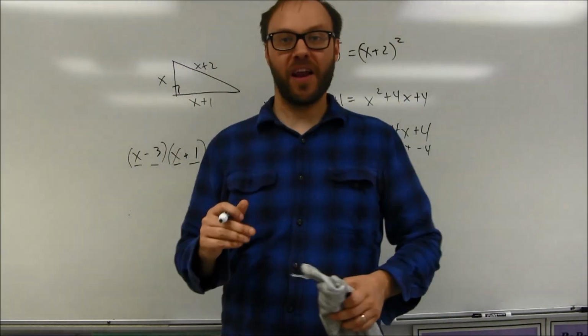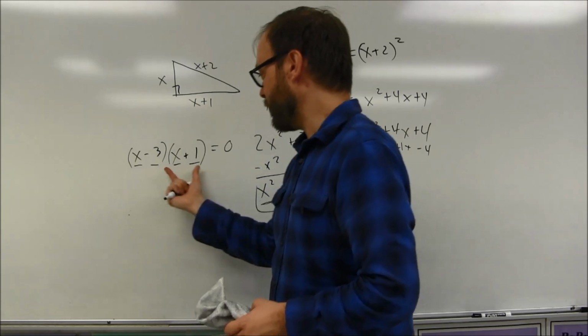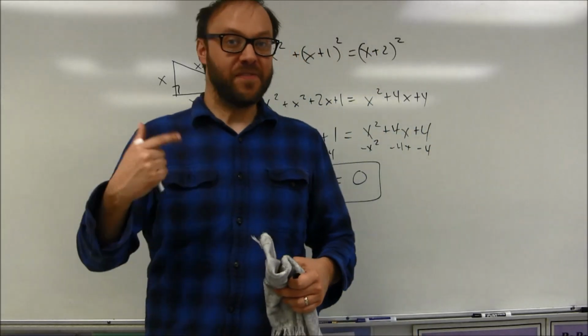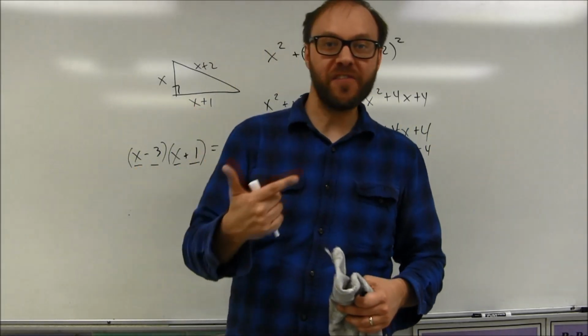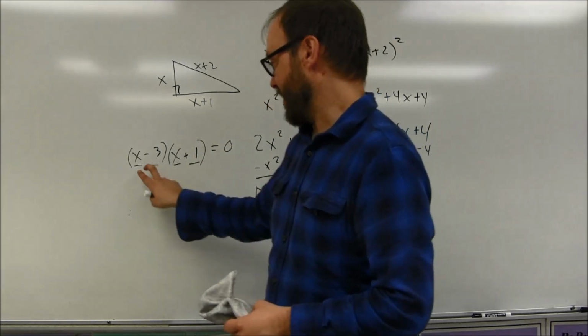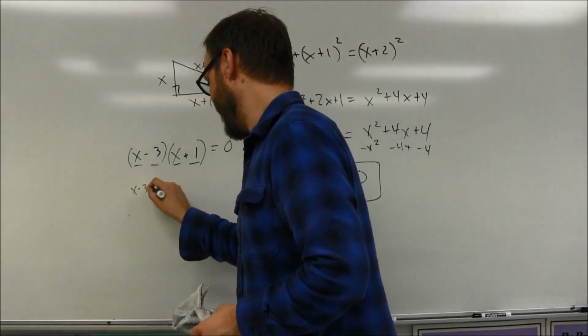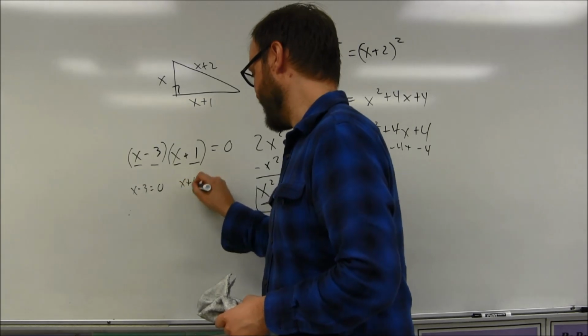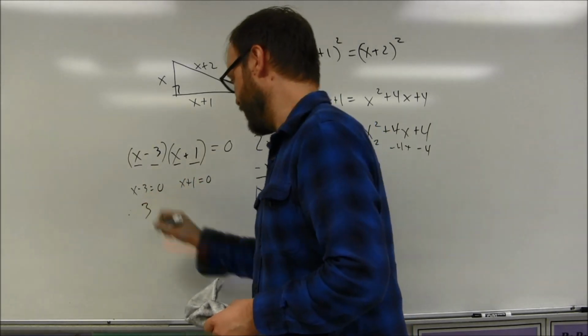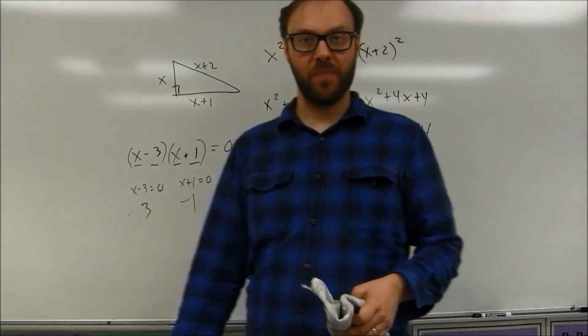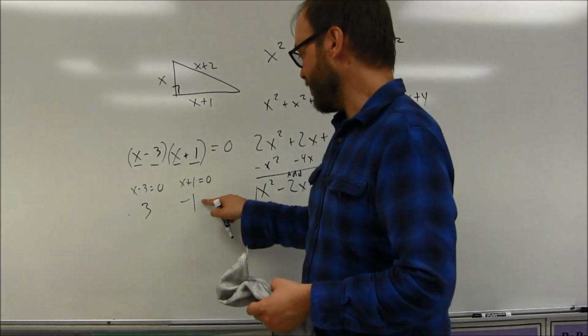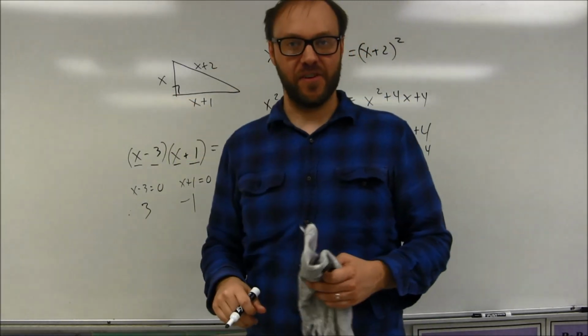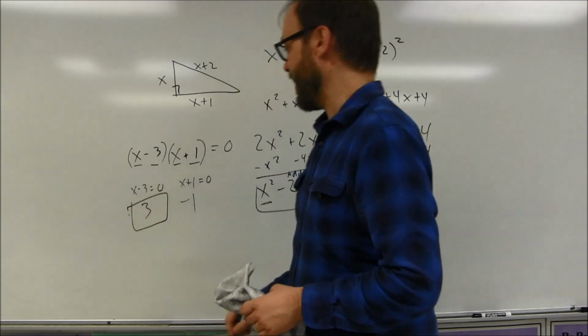Remember the idea of the zero product property: we've got this multiplying by this to equal 0. If 2 things multiply to be 0, one of those 2 things has to be 0. So either x minus 3 is 0, or x plus 1 is equal to 0. 3 would make that equal to 0. Negative 1 would make that equal to 0. Negative 1 does not make sense as the length of the side of a triangle. So 3 is going to be our possible answer.